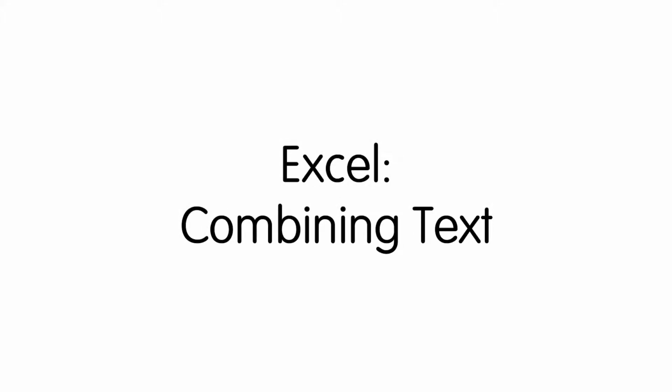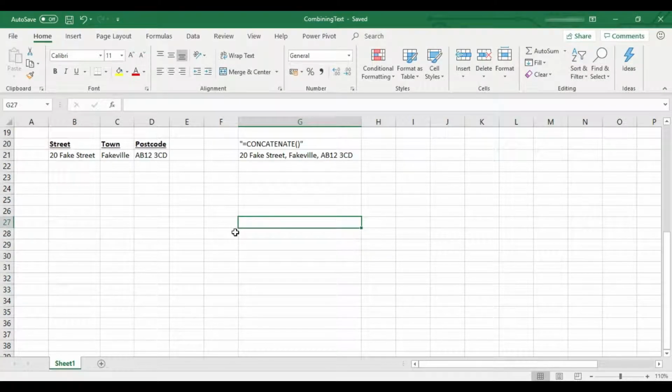In Excel, it can be handy to combine multiple entries of text into one continuous string. In my example, you can see here I've got a street, town and postcode dataset that is in 3 different cells. Using the concatenate formula, I can combine all 3 entries of these cells into one singular string of text, as you can see here, combining street, town and postcode to give me one line of continuous text.